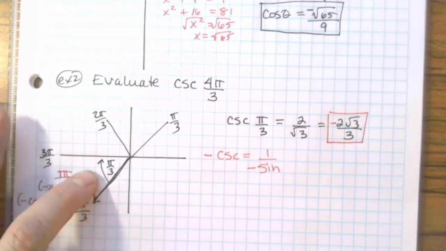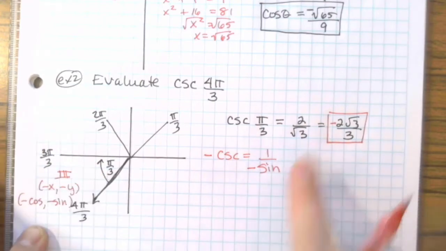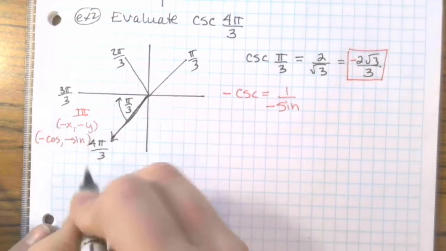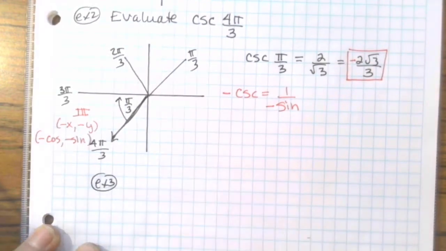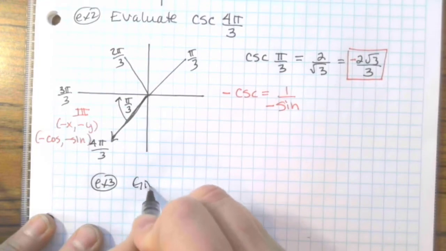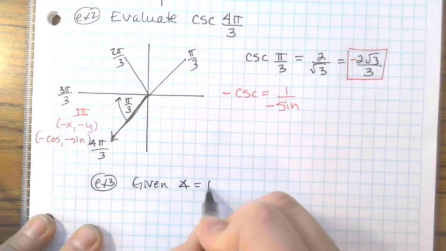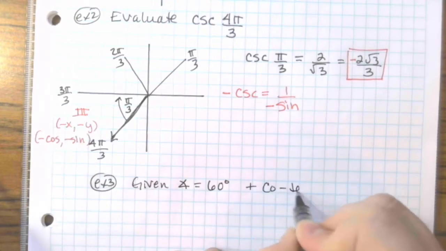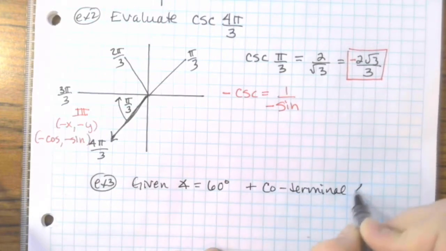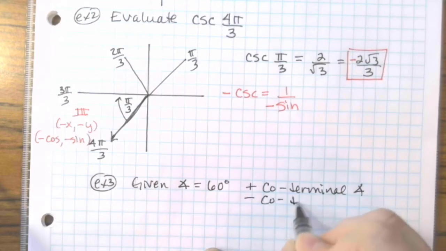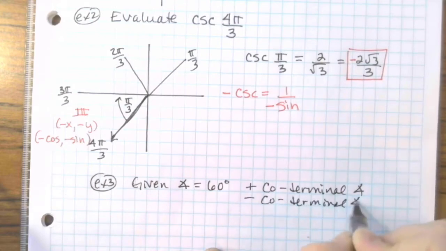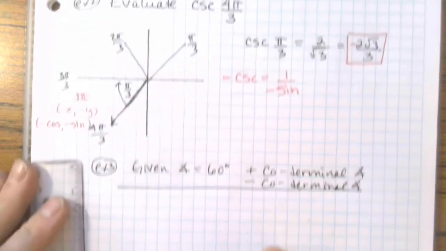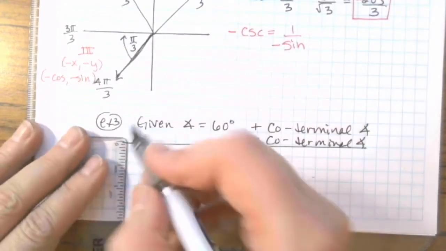So the reference angle gives you the base, but the quadrant tells you if it's plus or minus. All right, example 3. Given an angle that equals 60 degrees, I want you to find a positive coterminal angle and a negative coterminal angle. So coterminal just means looks different but lands on the same spot.